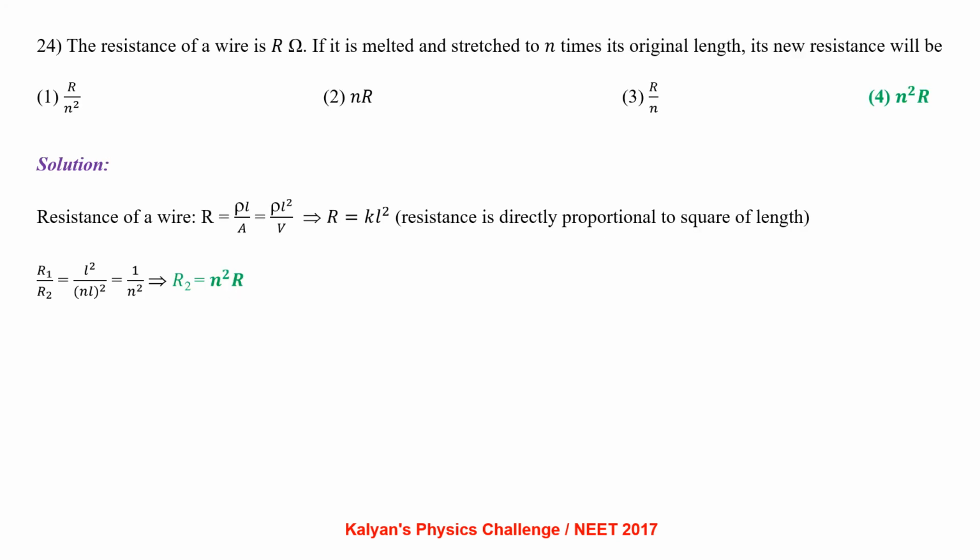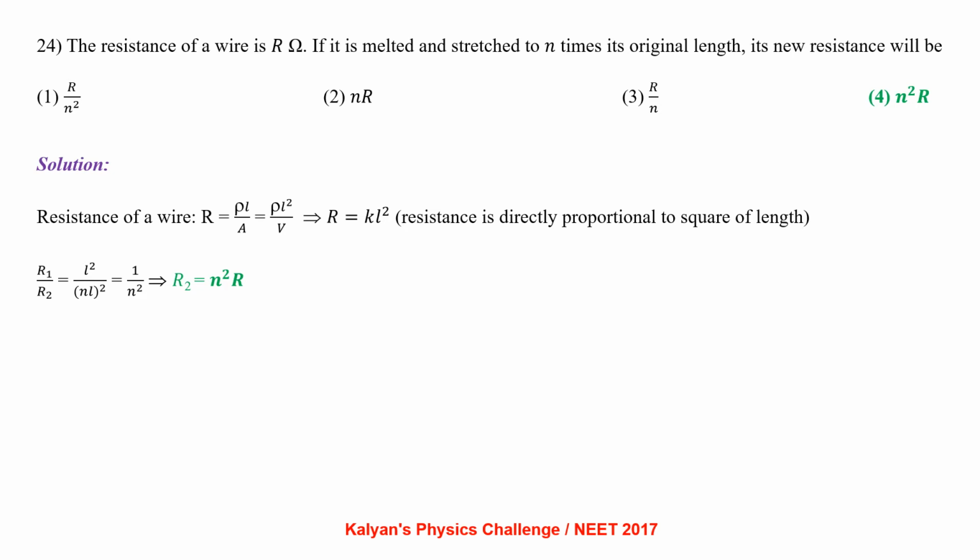The resistance of a wire is R ohm. If it is melted and stretched to n times its original length, the new resistance will be. Resistance of a wire is given by rho L by A. Multiply and divide with length, you will get rho L square by V, where V is volume of the conductor.